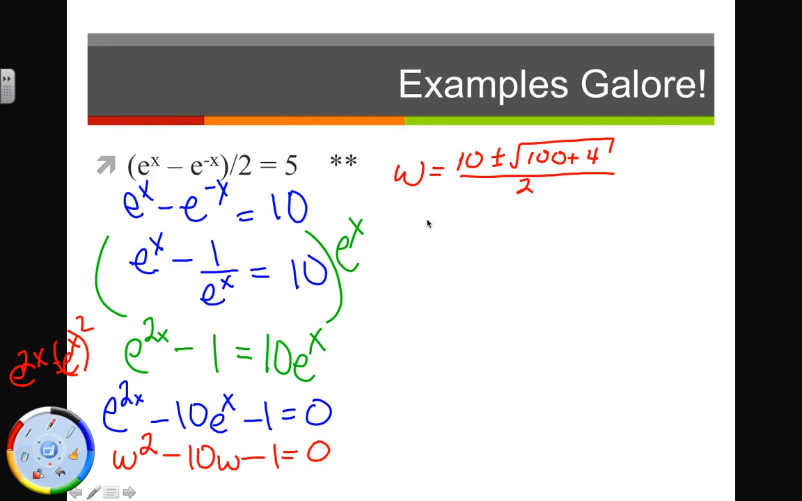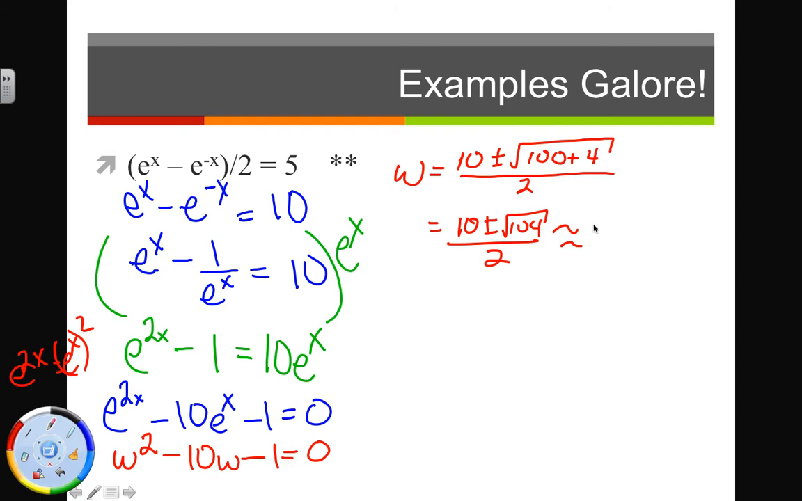This one's challenging, because we're not even done yet. We're not even as close as you might think that we are. You might think, oh, as soon as we do this quadratic formula, we're done. The problem is we're not. Okay, so this is 10 plus or minus the square root of 104 all over 2, which is approximately 10 plus square root 104 divided by 2.